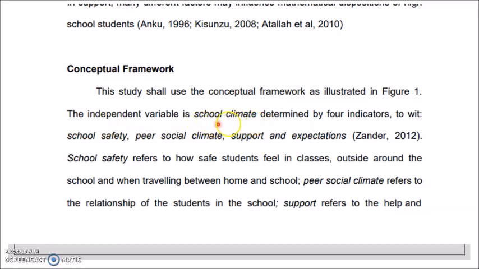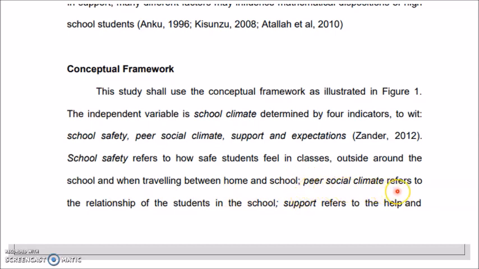Ayan, naka-italicized yan, ang variable, determined by 4 indicators. To wit, ibig sabihin ng to wit, namely, okay, colon, these are your indicators in italics. And your source here. Okay? Ito naman, i-define briefly ang mga indicators. Huwag nyo nang i-define yung variable, indicators lang. School safety refers to how safe students feel in classes, outside, around the school, and when traveling between home and school. And then, semicolon right after that.